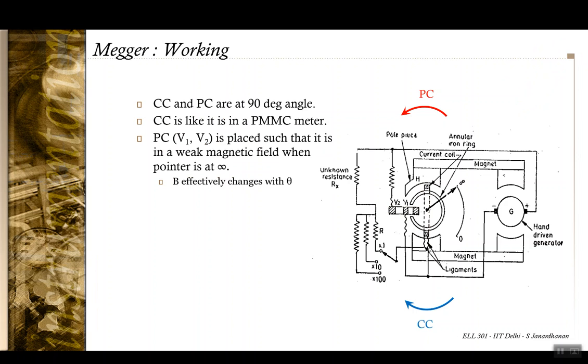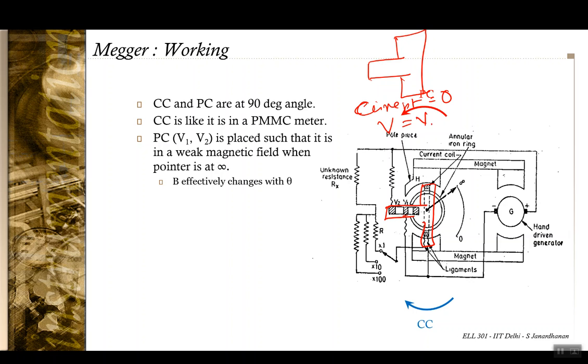Now the pressure coil is kept in a manner that when the current coil is open circuited, the voltage coil will want to settle in this position. So when the current is zero and the voltage is some voltage, it will settle at this point.